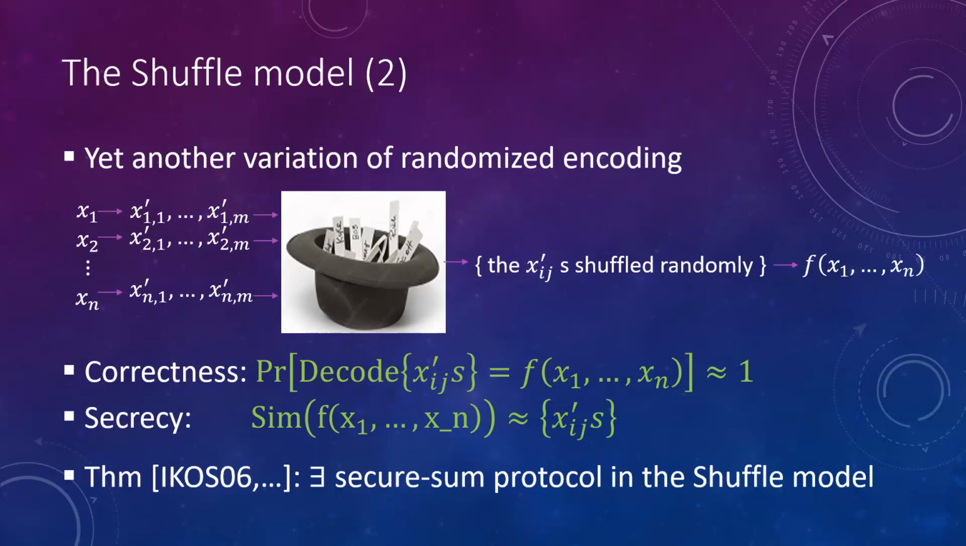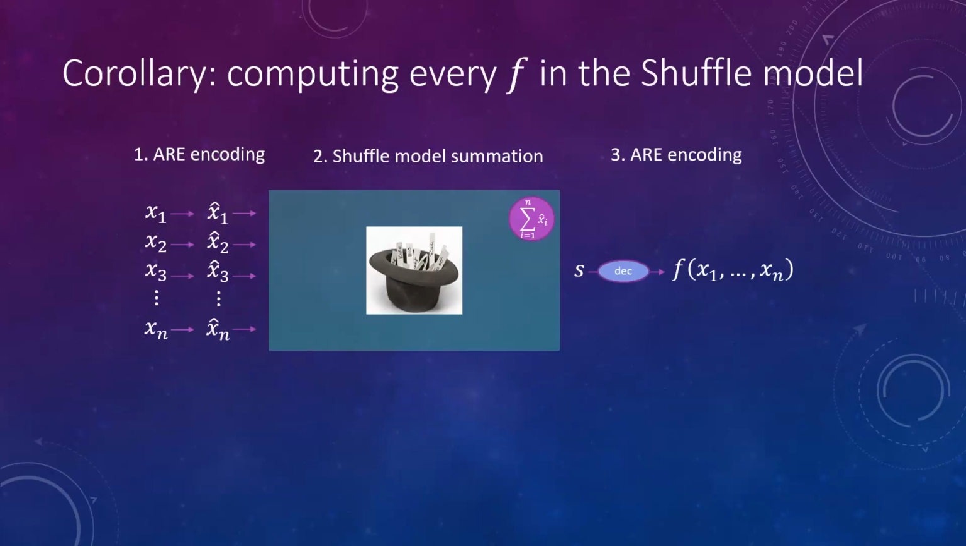So putting that together with our theorem from before, you get that you can compute every function now in the shuffle model. And the way it works is you first do the encoding phase of the additively randomized encoding. Now all you need to do is to compute the sum of it. That you do in the shuffle model. Then now that you have the sum, you do the decoding of the ARE to get the value of the function. And if you look inside of the shuffle model, there is another level of encoding and another level of decoding and the shuffling.